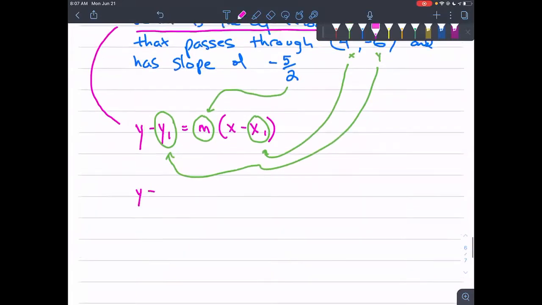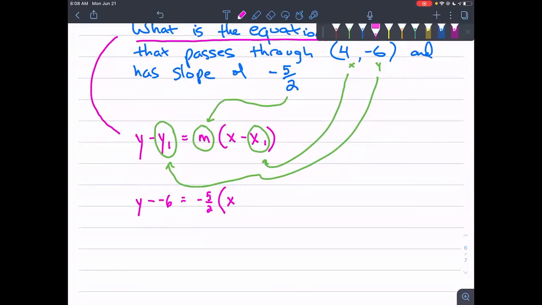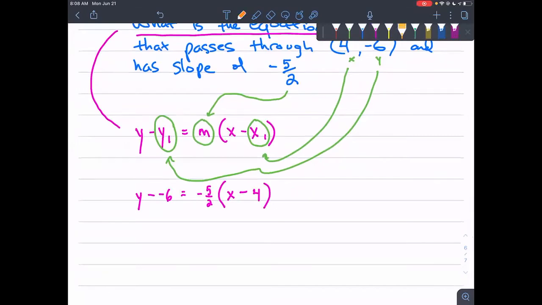So y minus y1 was -6. So be careful when you do this, because we're subtracting whatever y1 is. We're subtracting -6, which is going to make that a plus. M is -5/2. And with the y at the front and the x inside the parentheses is just going to stay x. We're just replacing y1, m, and x1. So x1 is 4. So we got y minus -6 equals -5/2 times x minus 4.